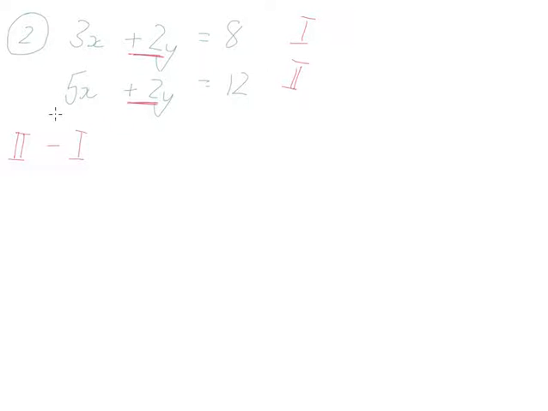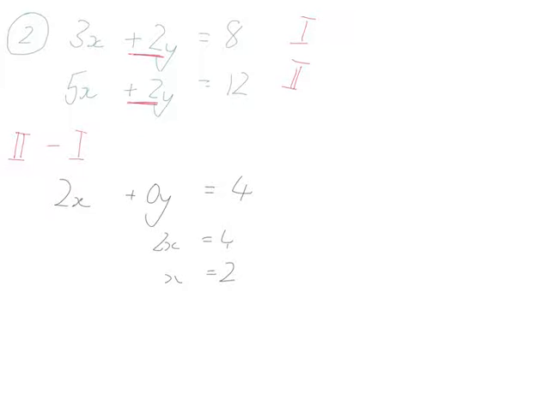If you don't believe me, watch me do it. So 2 minus 1, like terms, 5x minus 3x is 2x. 2y minus 2y is 0y. So they're going altogether. Okay, so I can write in here literally plus 0y. Then 12 minus 8 is 4. So I get 2x equals 4, x equals 2.